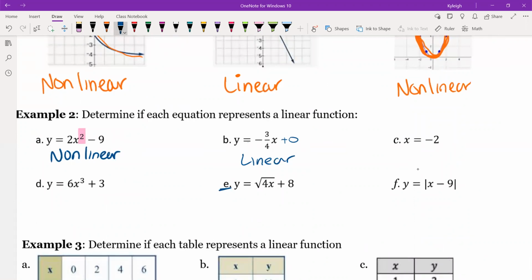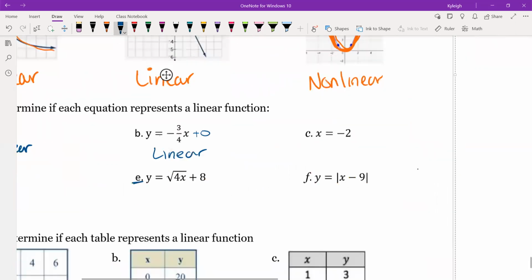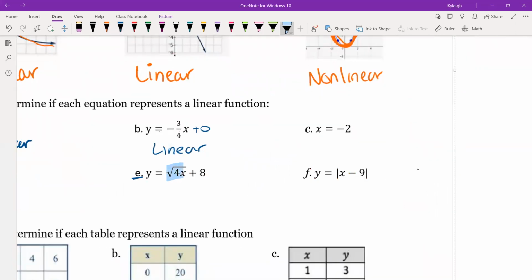I'm going to jump down to E. So we said up here that if it's a square root or an absolute value symbol, those are nonlinear. So this is a square root symbol here. So this is also going to be nonlinear.